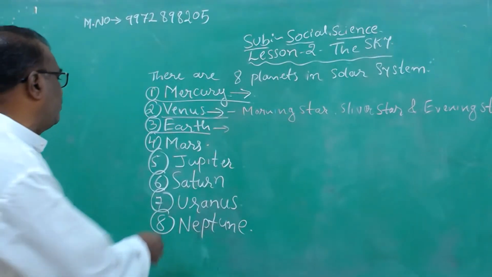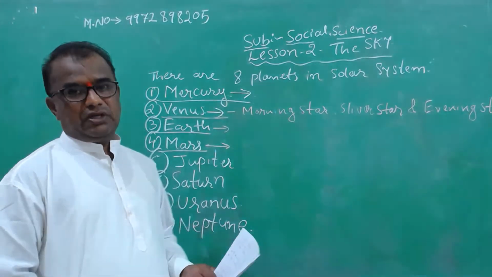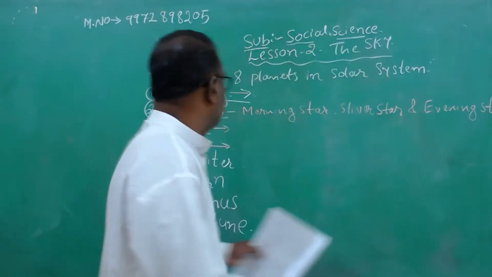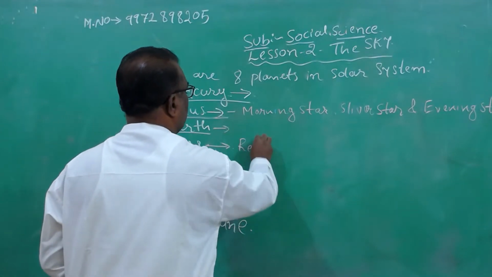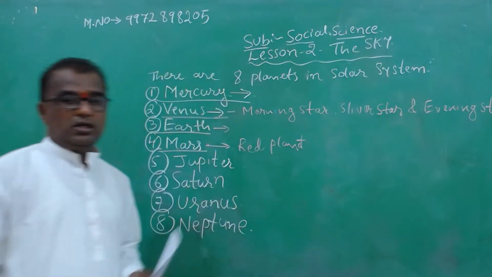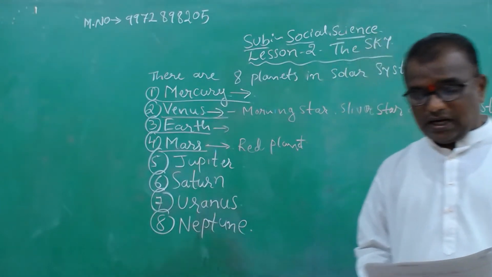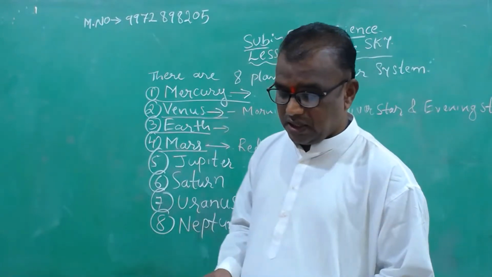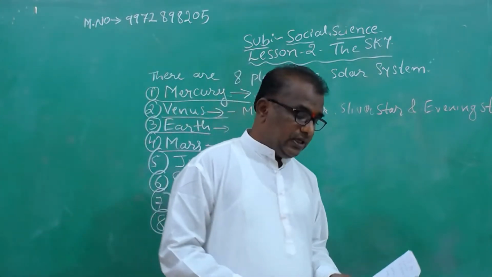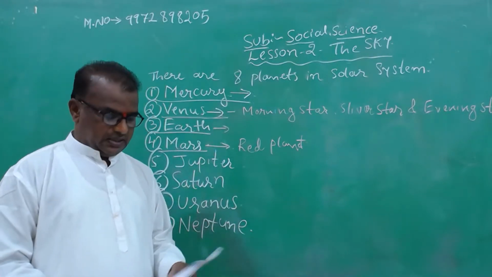And next, come to the fourth one, Mars. It is the fourth planet from the Sun, and is also known as the red planet. Why is it called the red planet? Because its soil is red, formed by iron oxide. So Mars is known as the red planet.